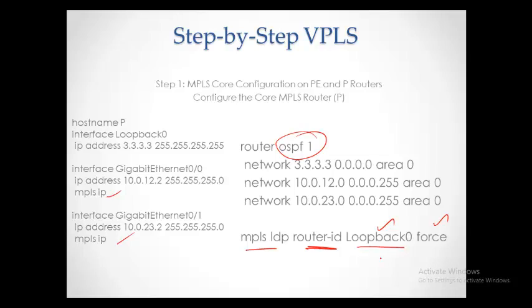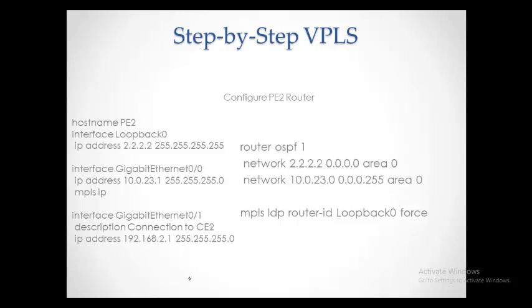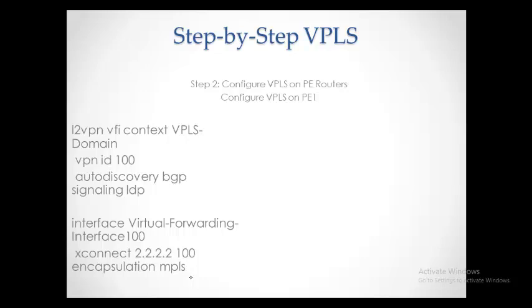Now, this is again just basic configuration with MPLS and OSPF. Now comes the VPLS configuration. You see, we are in PE1. PE1 is forming an xconnect with PE2.